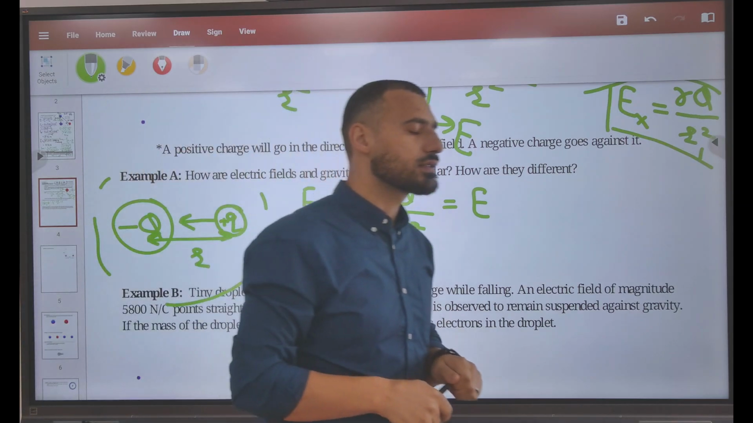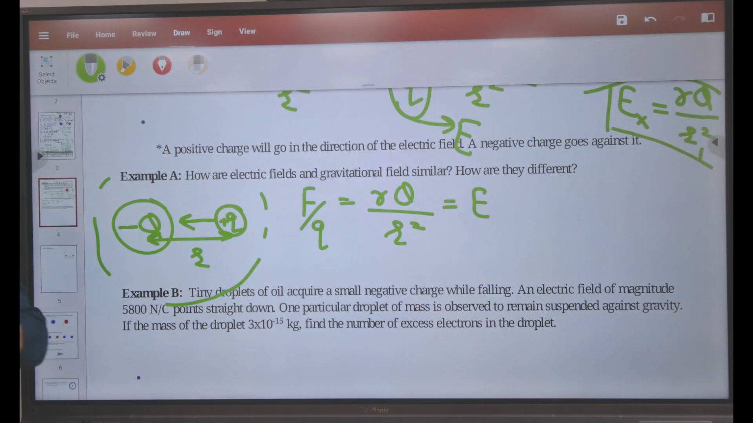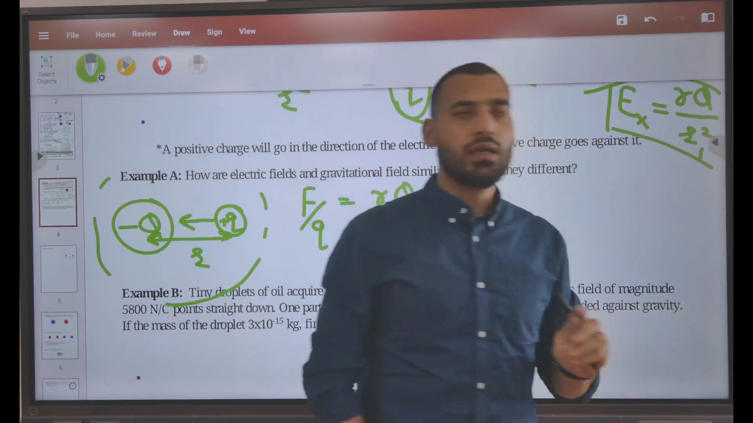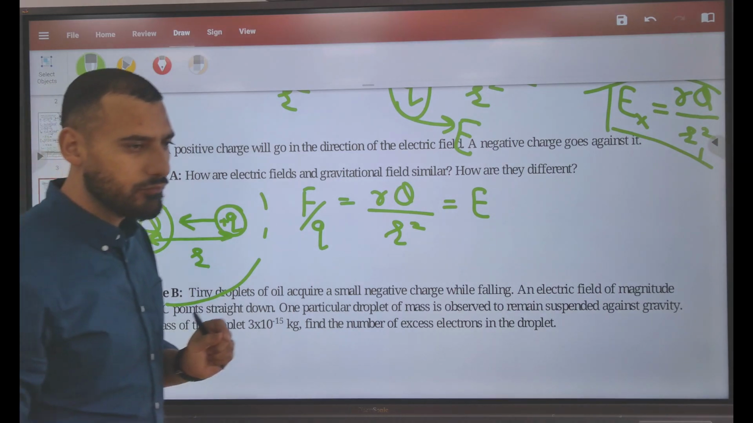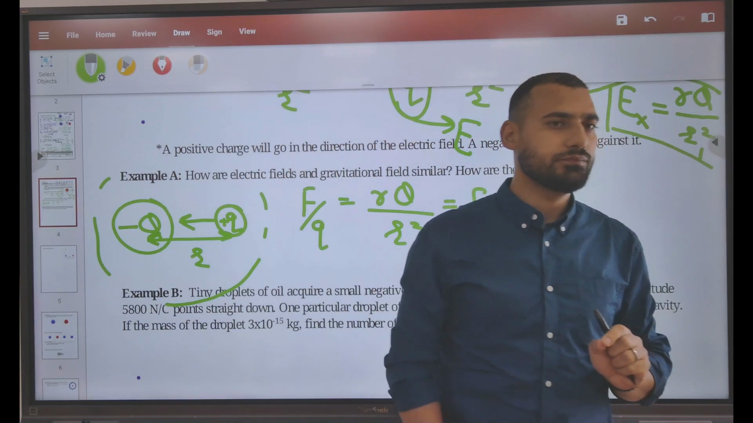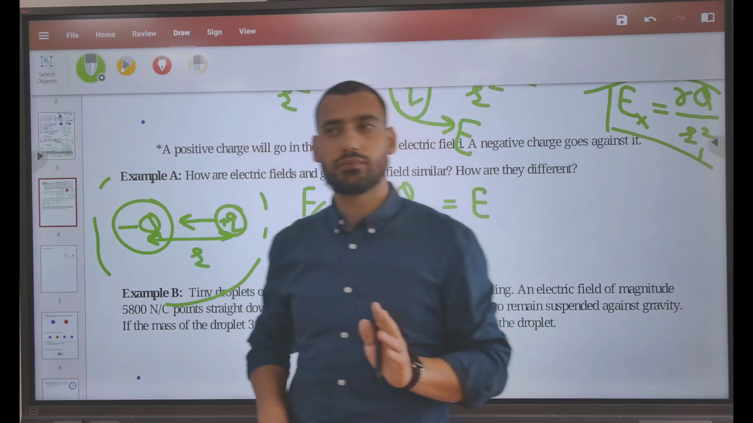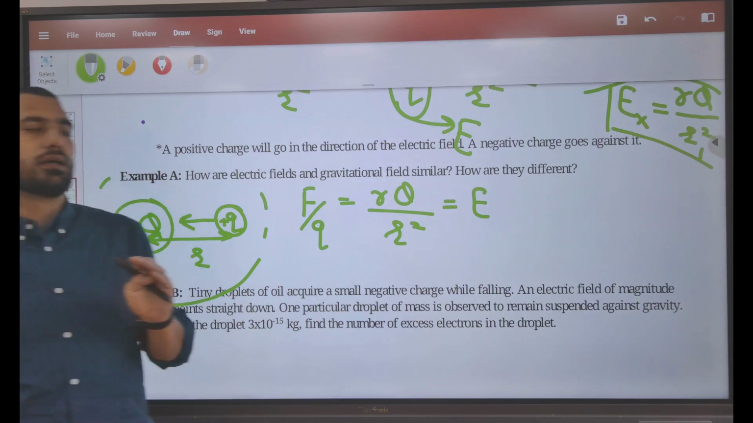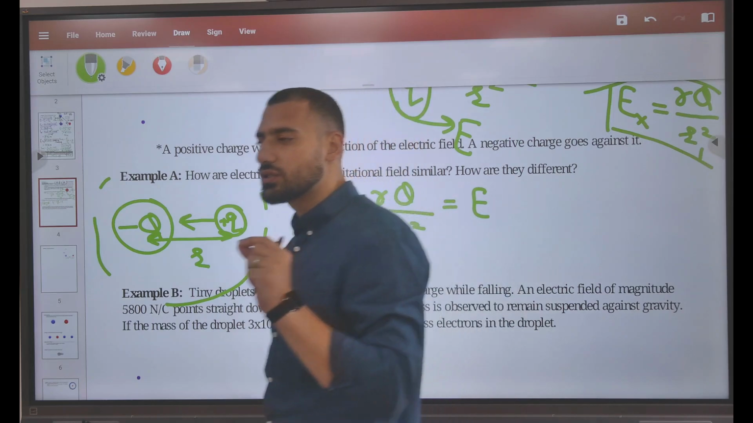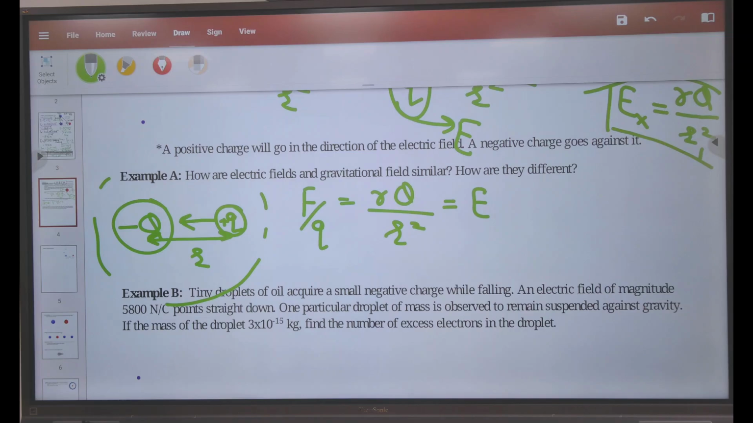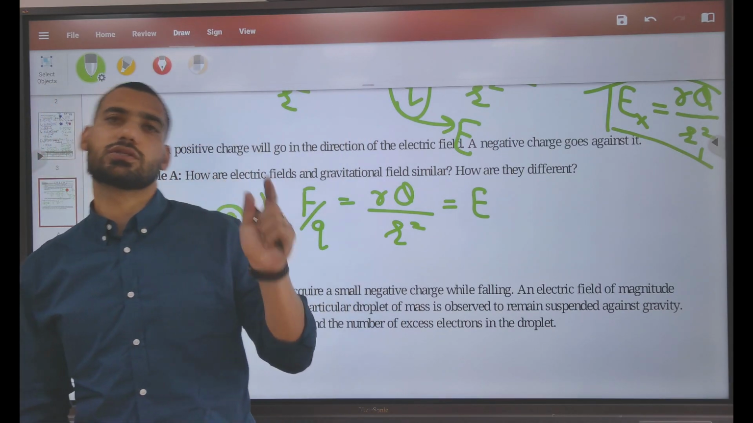I'll make you write some things. Electric field is the modified space around a charge, in which other charges can experience attractive or repulsive forces.